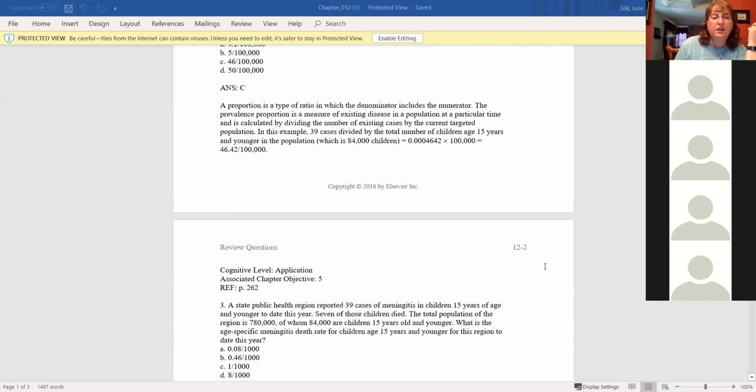Okay, and then this one is saying a state public health region reported 39 cases of meningitis in children 15 years of age and younger to date this year. 7 of those children died. The total proportion of the region is 780,000, of whom 84,000 are children. So it sounds just like the one above. 15 years old and younger. What is the age-specific meningitis death rate for children aged 15 years and younger for the region this year?